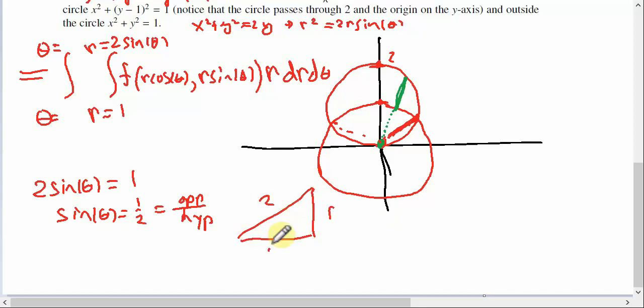That triangle looks something like this: 1, 2, so this would be square root of 3 by the Pythagorean theorem, and that means the angle is pi over 6. So in quadrant 1, that is pi over 6, and that's the lower limit. But in quadrant 2, sine is also positive, and the reference angle there is pi over 6, so this would be 5 pi over 6, because that's where it stops. So the upper limit would have to be 5 pi over 6. And that would be your double integral in polar coordinates.